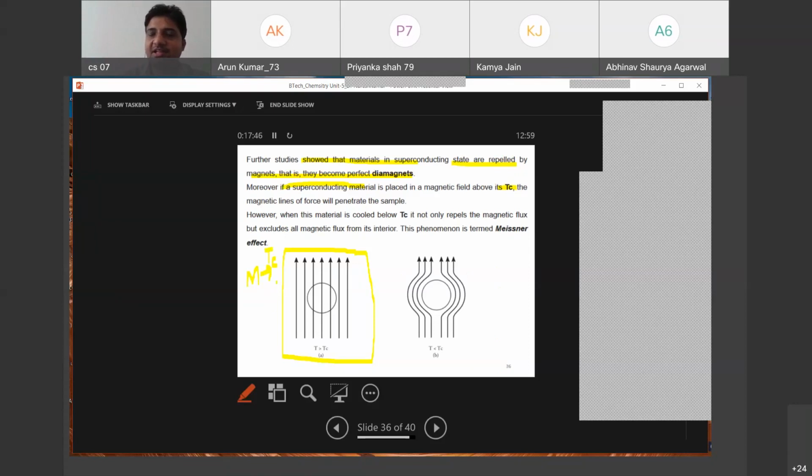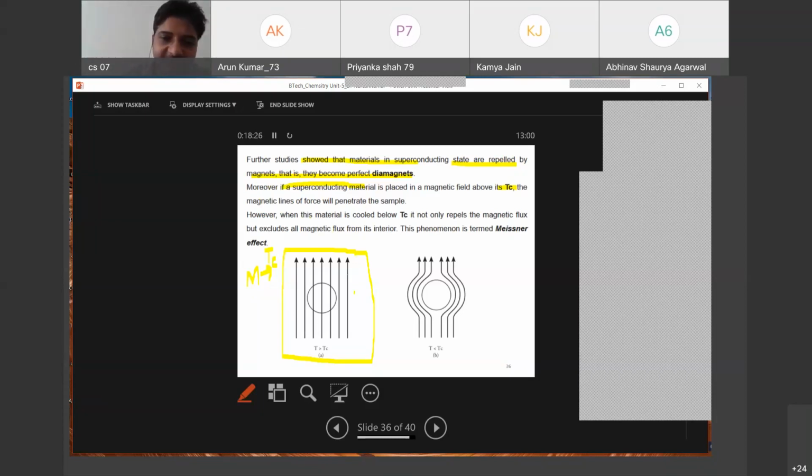Under this condition, this metal will behave like a superconductor. And if this metal is present above the critical temperature, and after that you place this metal in a magnetic field, in that case what happens? The magnetic force lines, the magnetic field, will penetrate the metal, it will pass through the metal.